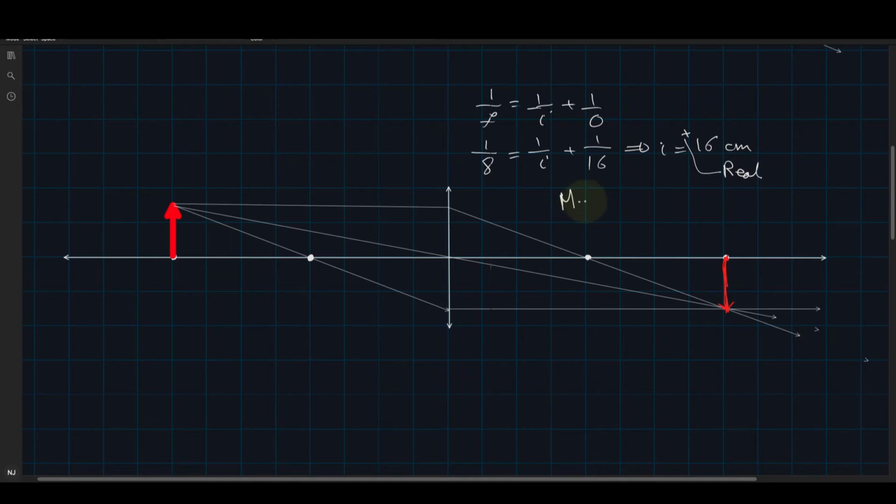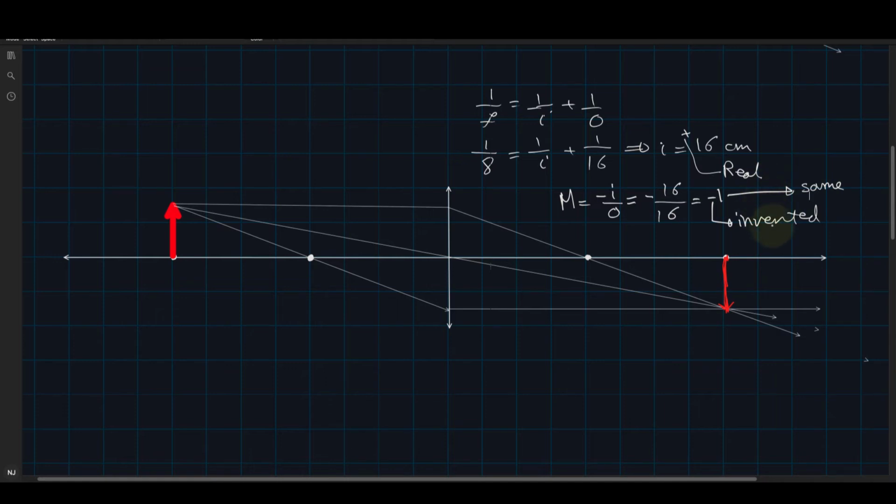Now let's use the magnification equation. Magnification is equal to minus I over O, so I'm going to put the minus sign, I is at 16 centimeters, as you can see, and we found it here. And O is also at 16 centimeters, so that's minus 1. This minus tells us that it is inverted, and the 1 tells us that it's the same size, because 1 is the same size. Less than 1 is smaller, bigger than 1 is bigger. And these are the properties of the image.